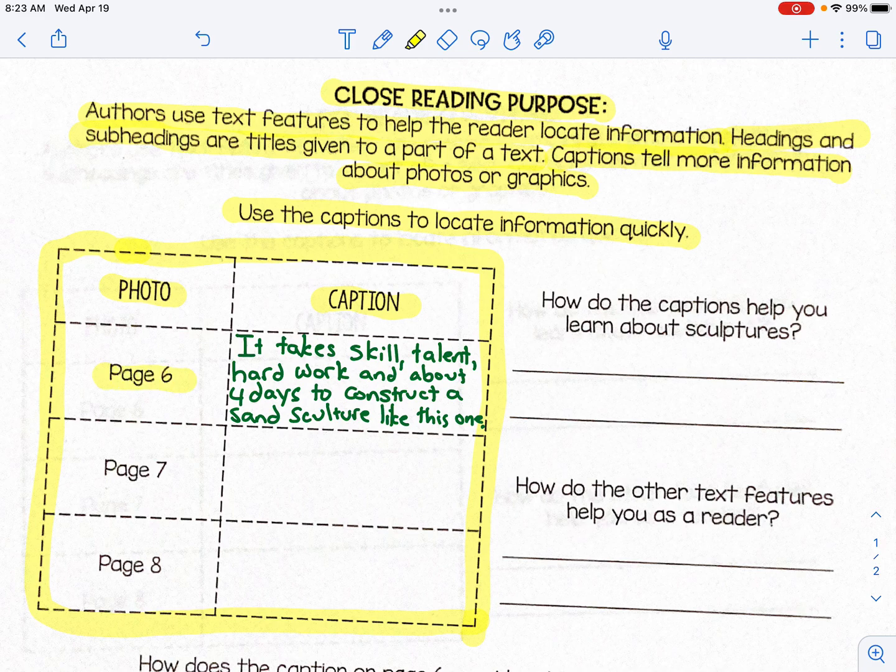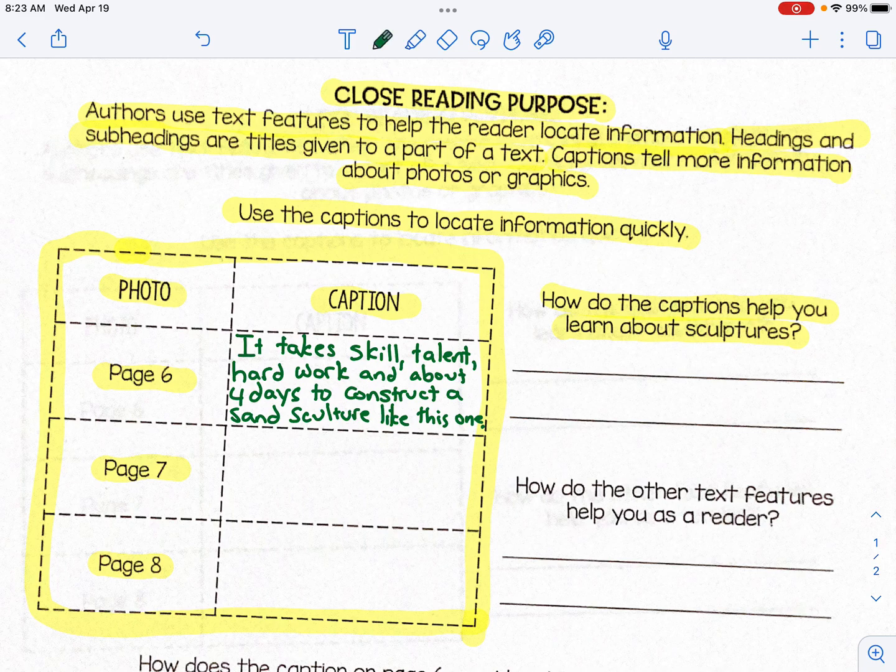So on page 6, the caption says it takes skill, talent, hard work, and about 4 days to construct a sand sculpture like this one. So you would go ahead and write what the caption is on that page. So the next one you would do is 7 and then 8. Okay, and then over here, it says, how do the captions help you learn about sculptures?